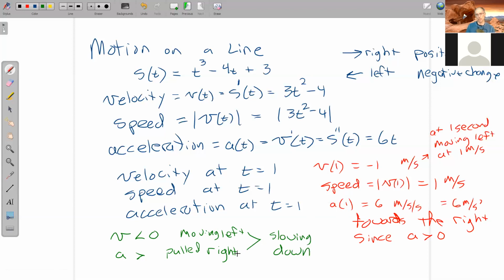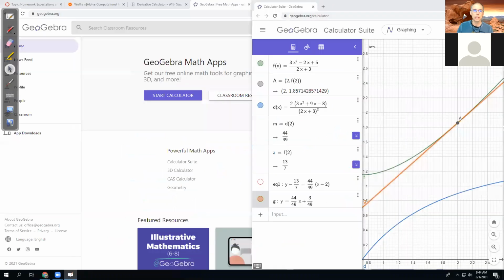The object on the line was moving left, but it's being pulled to the right. It's slowing down there. And I can show you what that looks like graphically. So I'm going to demonstrate this in GeoGebra. And there is a homework problem where you're going to interpret speed.